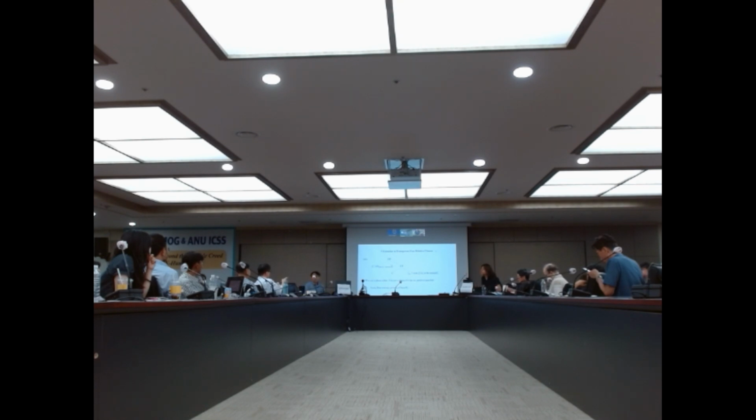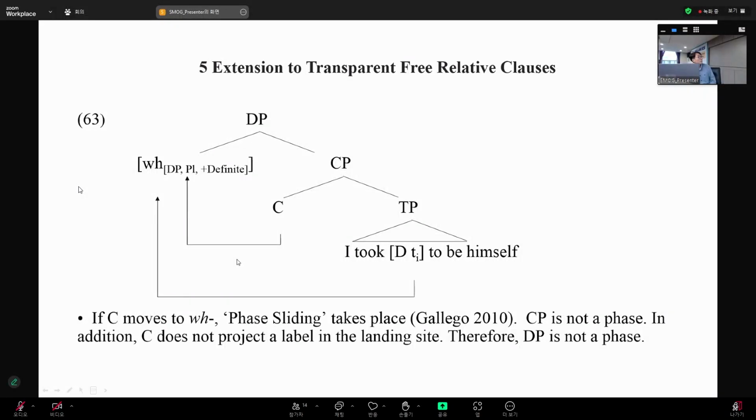Two clarifications. When you look at the example with himself, okay, this is a definite one. However, at one point, the transparent free relative clauses are sensitive to definiteness, and the one needs to be indefinite, right? Yeah, right. But with himself, the restriction is that it needs to be the predicate of a copula. I think that's the restriction.